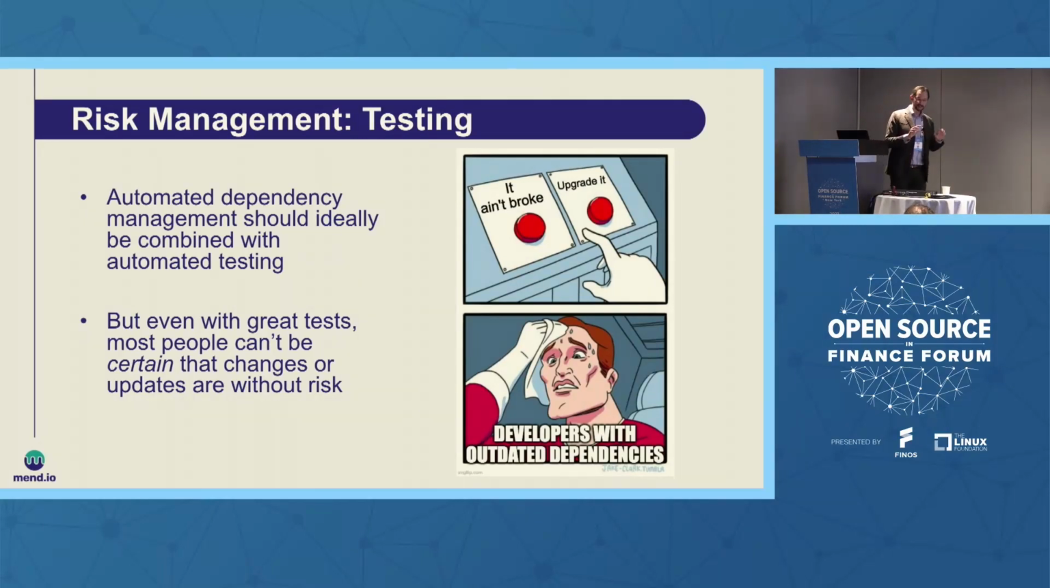And in particular, getting a little technical, most tests in a project are designed to test your application logic, not to test your dependency logic. They often kind of abstract that away. And so it is hard to know for sure, even with great unit tests, that it hasn't broken something.